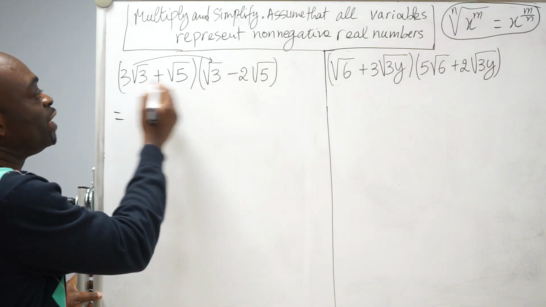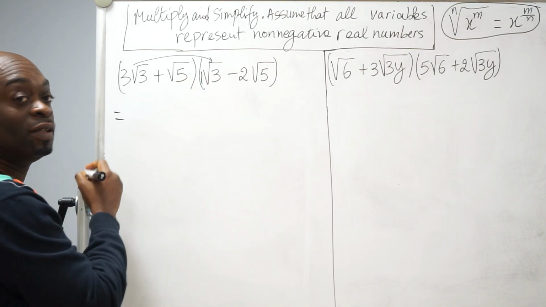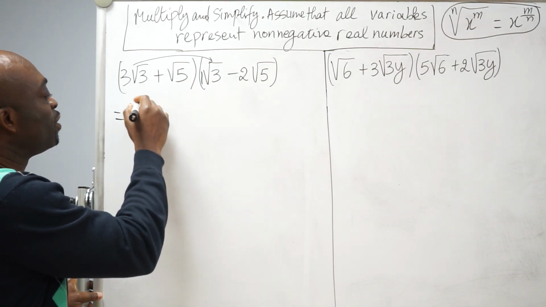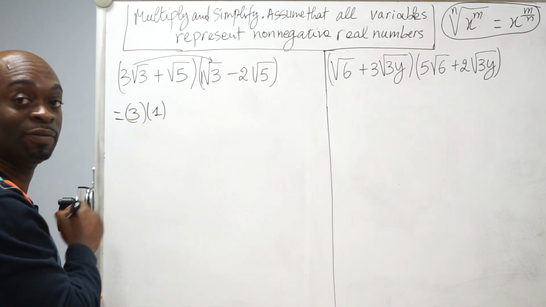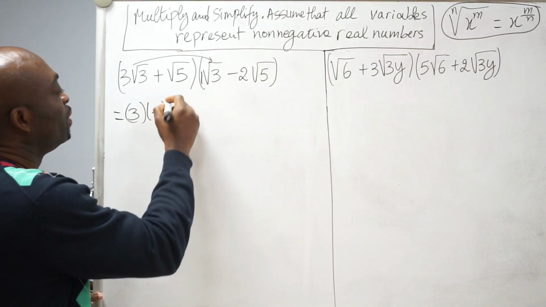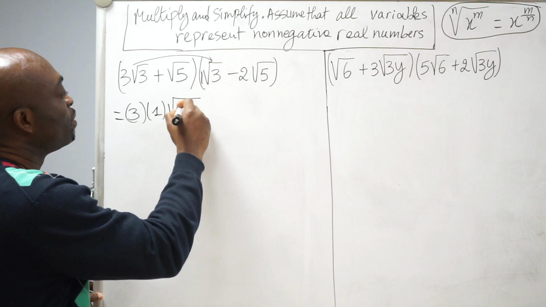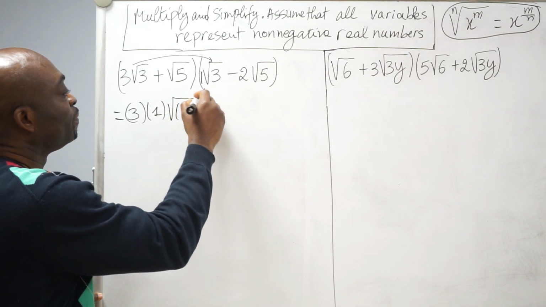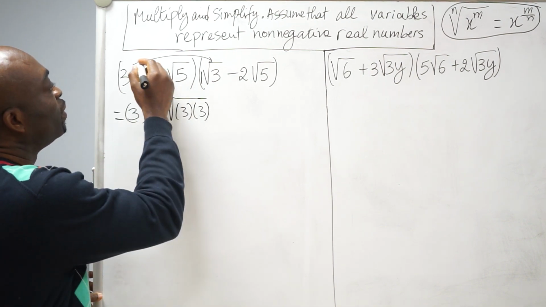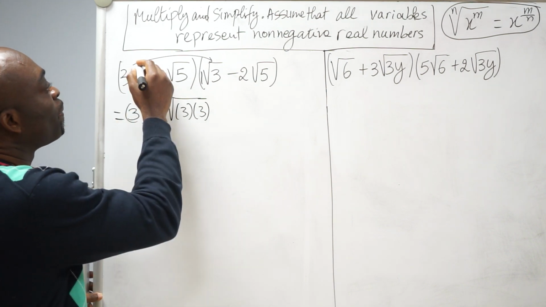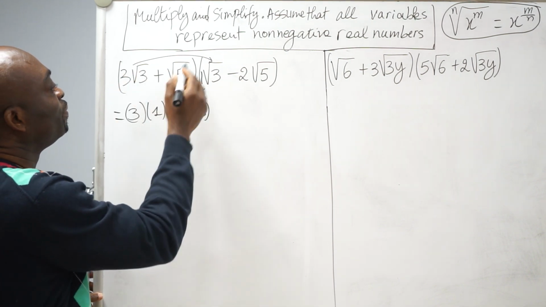So the outside we have 3 times what? An invisible one. So that would be 3 times 1. Okay, so I'm going to put 3 times 1 for now. Okay, then square root of 3 by 3. Okay, so it's going to be 3 times 3. Then that's the first.